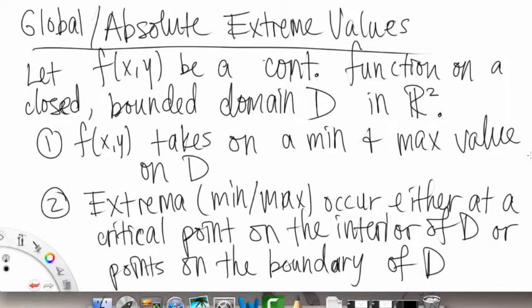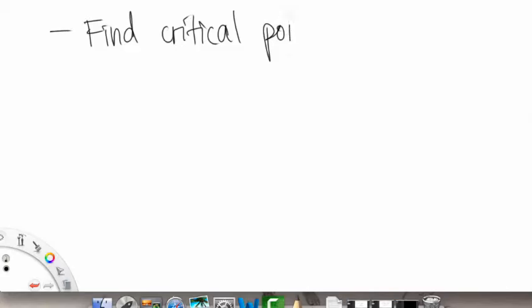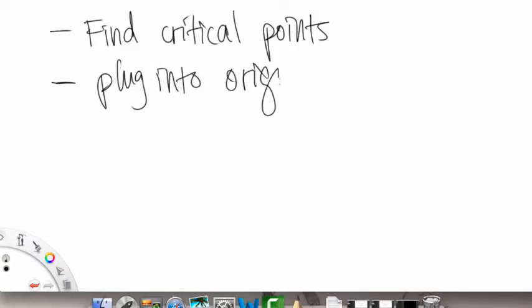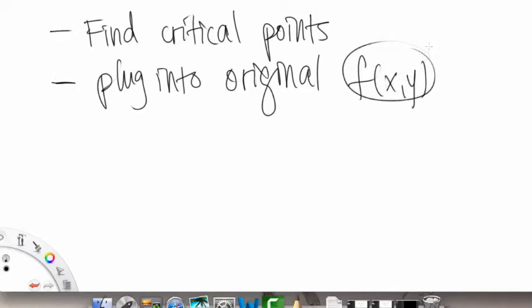This is kind of like a throwback to single variable, where you remember to check the endpoints on a domain. Now we have to check those boundary points over the domain and compare. So basically what we would do is find critical points. Once we find those critical points, we're just going to plug them into the original function, whatever function you may have.